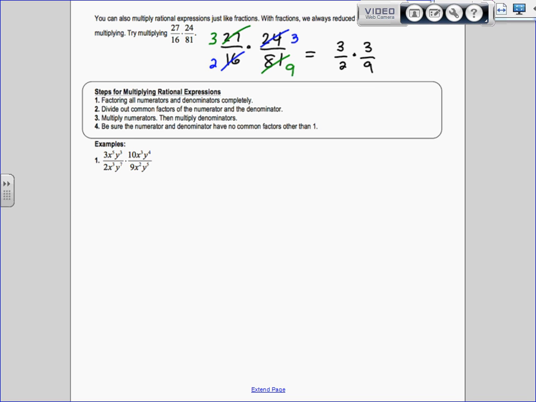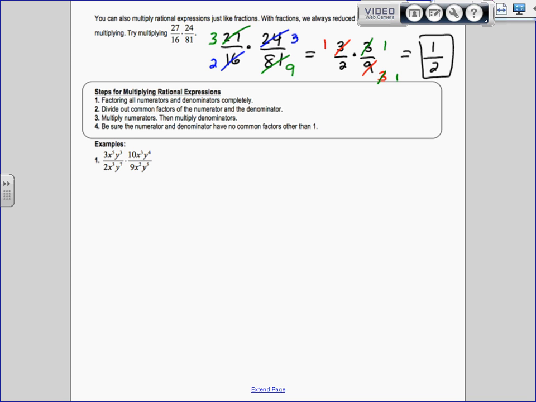Well, from here, you could multiply across the top and get 9 over 18 and then reduce. Or you can continue doing this process. You could see 3 and 9 reduce out. You get 3 and 1, right? And then 3 and 3 reduce out. 1 and 1. So in the end, you only have 1s on the top. 1 times 1 is 1. 2 times 1 is 2. That's your answer, 1/2. So we use this method that you guys learned a long time ago, and we use it for these rational expressions.